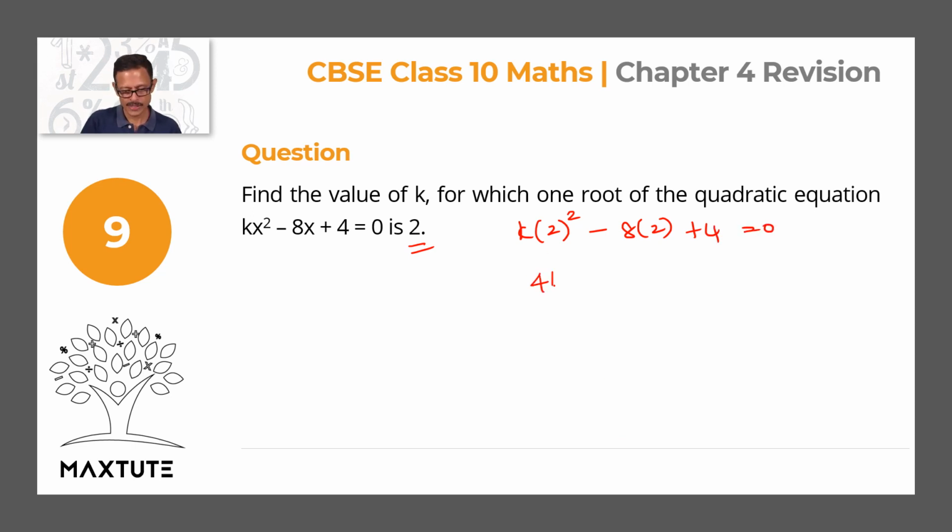2 square is 4. 4k minus 16 plus 4 is equal to 0. Minus 16 plus 4 is minus 12. Goes to the right hand side as plus 12. 4k is equal to 12. So k is equal to 3. So what is the value of k for which 2 is going to be one of the roots? Then k is equal to 3. 2 is going to be one of the roots of this quadratic equation.